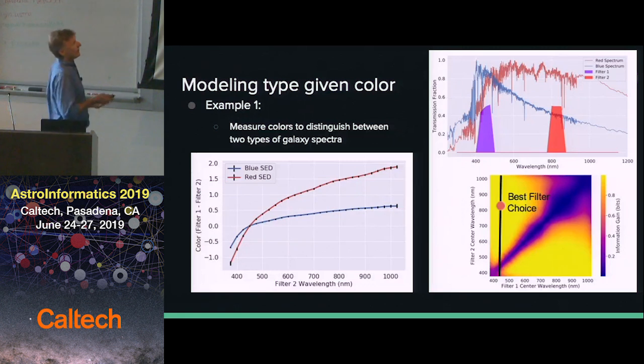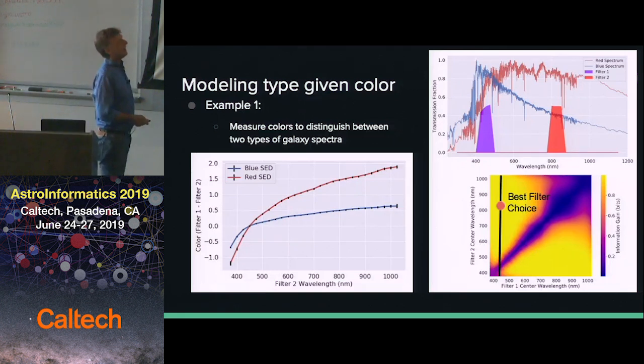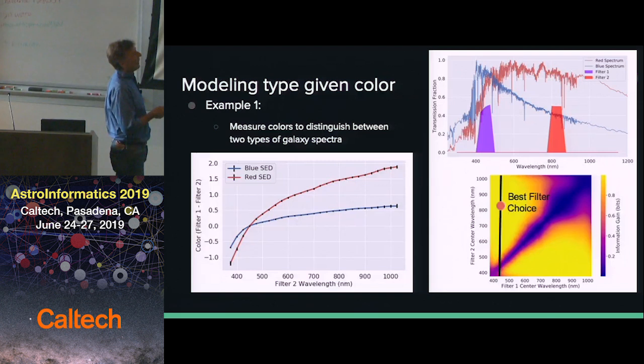And naively, well, not naively, just based on our understanding of spectral energy distributions and colors of galaxies, what you would probably say is, if I wanted to differentiate between these 2 spectral energy distributions, the red and the blue, I'd put one filter at the blue end and one at the red end. I might put one filter around the 4,000 angstrom break and one in the red end.